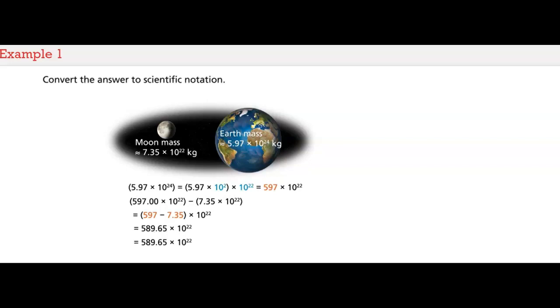The last step is to convert the difference to scientific notation. Remember, the first factor must be greater than or equal to 1 and less than 10. Write the difference with the same number of significant digits as the measurement with the least number of significant digits. The difference is about 5.90 times 10 to the 24th power kilograms. Now you know how to add or subtract two numbers written in scientific notation.